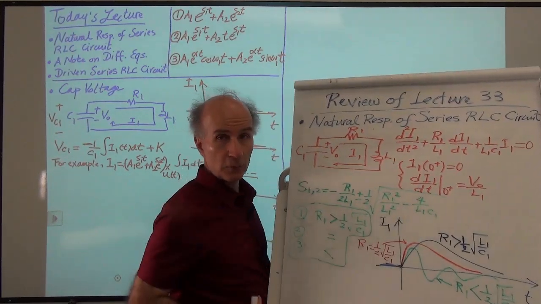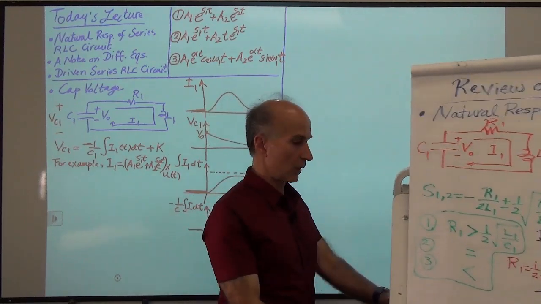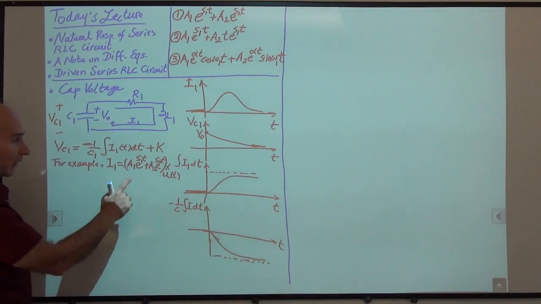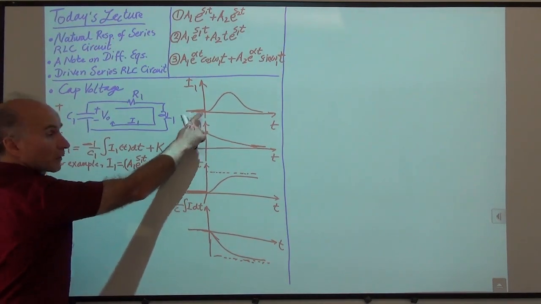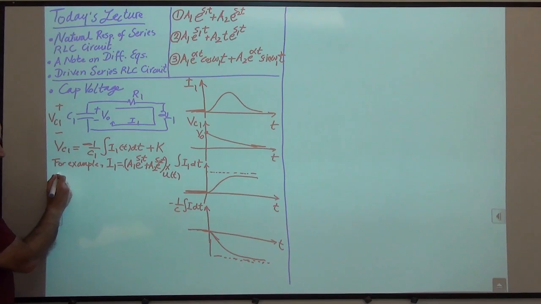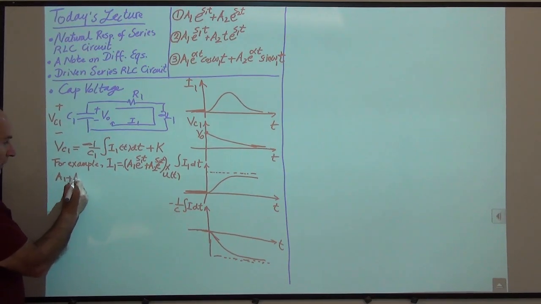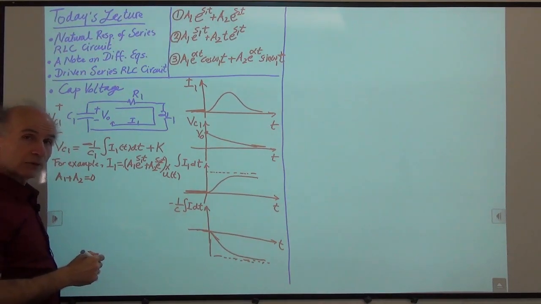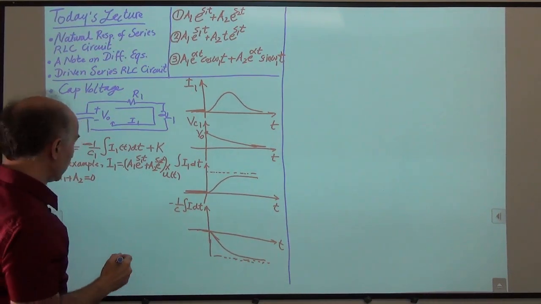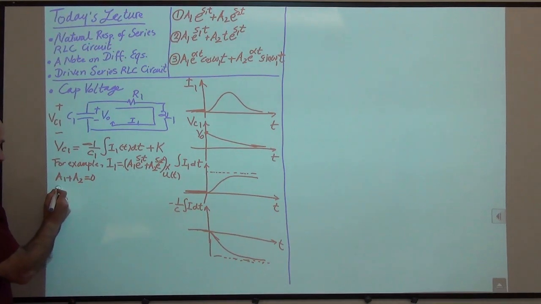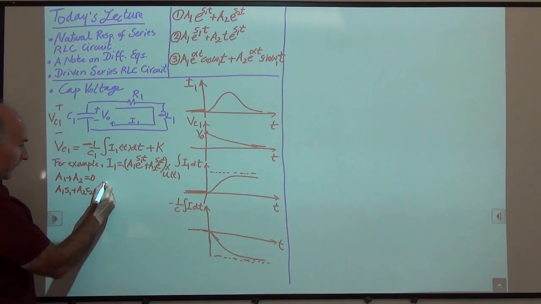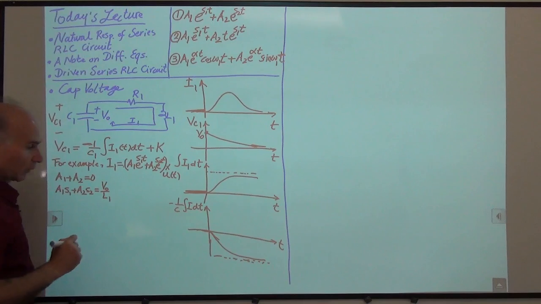So from these two, we could find A1 and A2. So I will just write that quickly here. What we had is at time 0 plus, I1 should be 0, so A1 plus A2 is 0. And then the derivative has to be equal to V0 over L1. So that gives us something like this: A1 S1 plus A2 S2 is equal to V0 over L1.